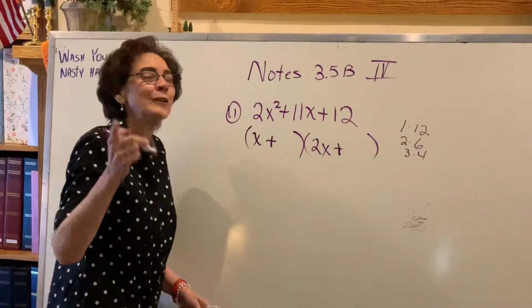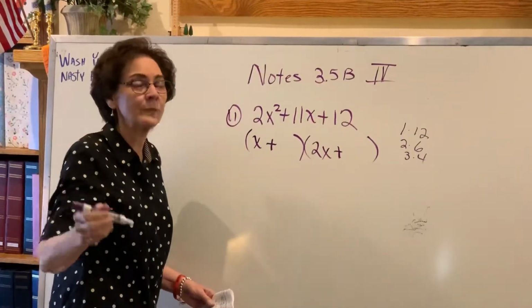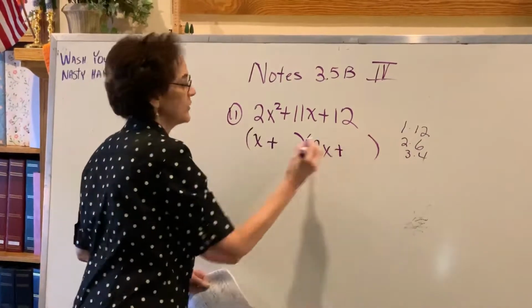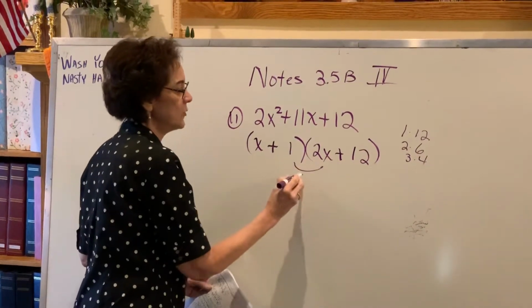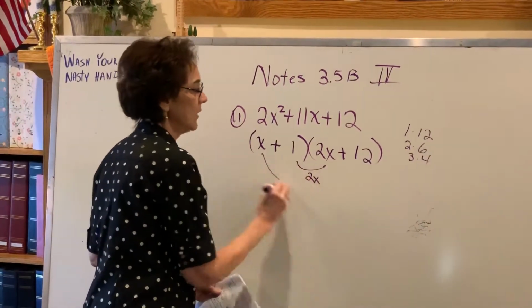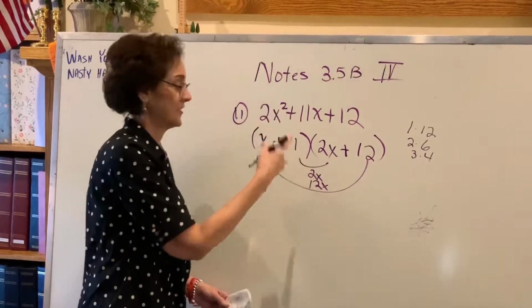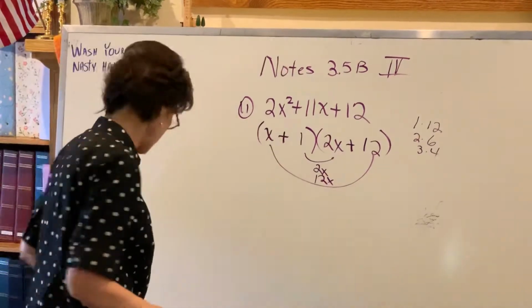This is when you want to use a pencil. I'm going to use a marker, but you want to use a pencil because you're going to be erasing. So say you wanted to try the 1 and the 12. Inners would be 2x. Outers would be 12x. That is not 11x. That is 14x. So we know that combination did not work.